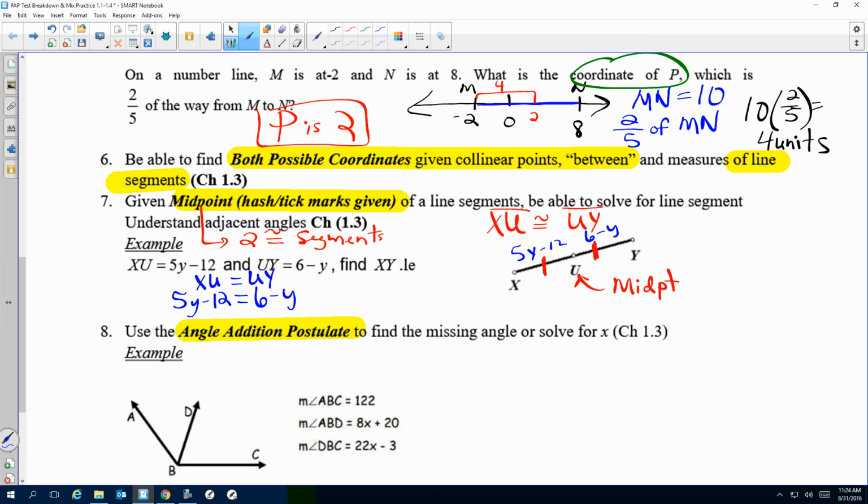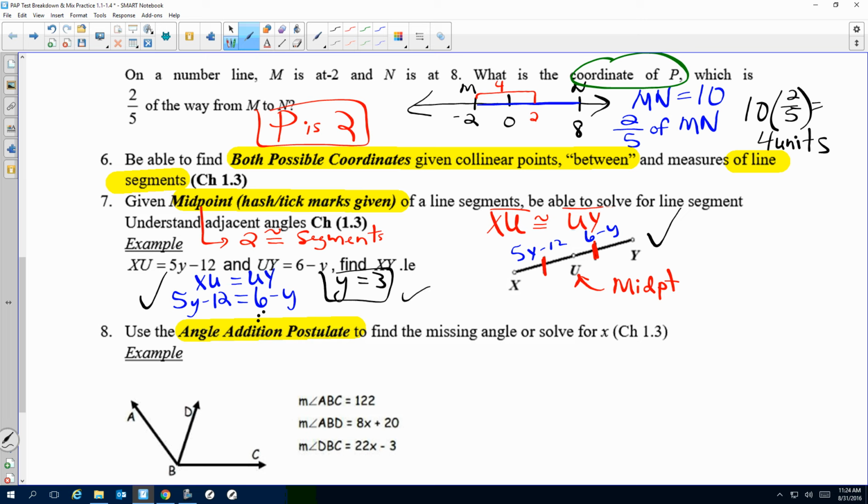Here's how you get partial credit. You can label your diagram. You can set up the equation properly. Then, dot, dot, dot, or over here, you solve for y. Y is going to equal what here? Yeah, 3, okay? So you get to here.